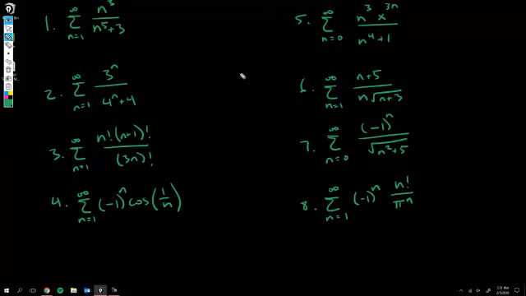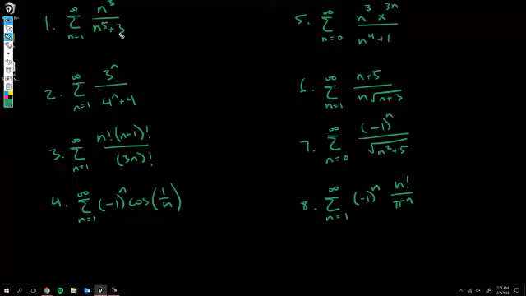So hopefully you attempted 1 through 8, at least gave it a shot. So this is what I see when I look at some of these right here. Okay, so again, the first thing you're always going to try to do is the nth term test. So right here, if I do the nth term test, my bottom is bigger. I got 0. That tells me nothing.